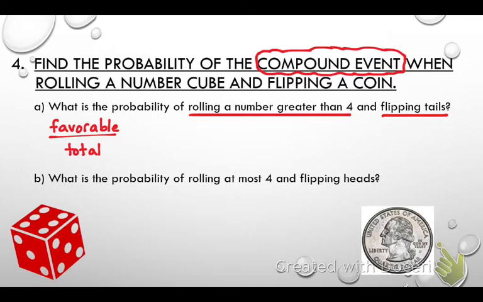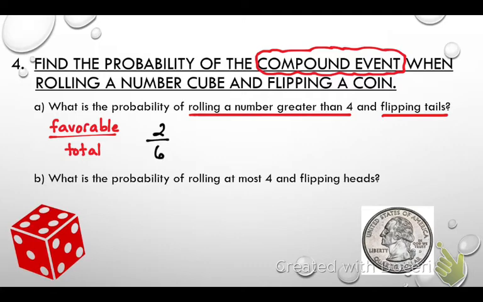So once again, this is a compound event. Let's look at the first thing we underlined. Rolling a number greater than 4. Thinking of a number cube like we've got in the bottom left of that picture. How many numbers are on there that are greater than 4? 2 of them are. What are those numbers? 5 and 6. A 5 and 6, okay? So favorable would be 2. How many total numbers are on the cube? 6. So 2 divided by 6.